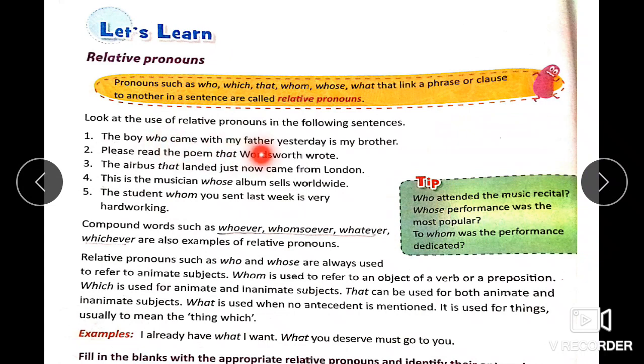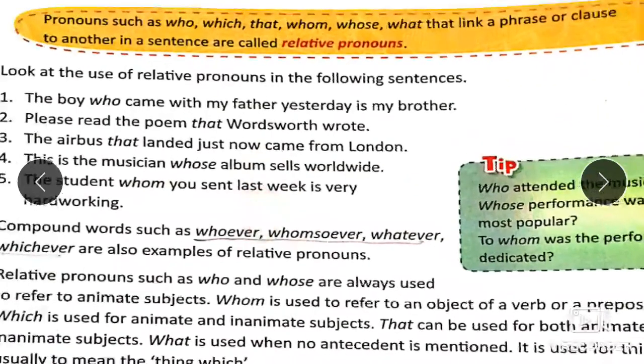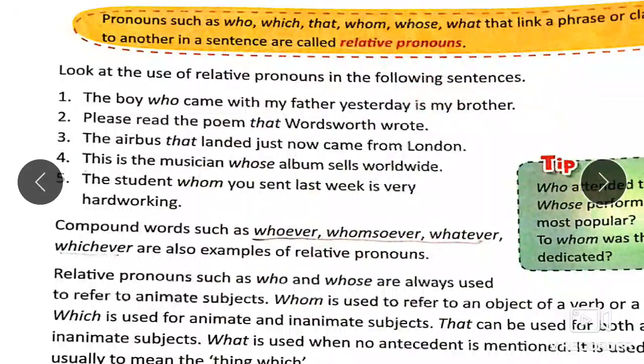The boy who came with my father yesterday is my brother. Now, which is the relative pronoun in this sentence? It is who. If you consider this sentence minutely, you will see that the relative pronoun who here does the work of joining two clauses, the main clause and the subordinate clause. The main clause in this sentence is the boy is my brother, and who came with my father yesterday is the subordinate clause. Now, these two clauses are joined by the relative pronoun who.